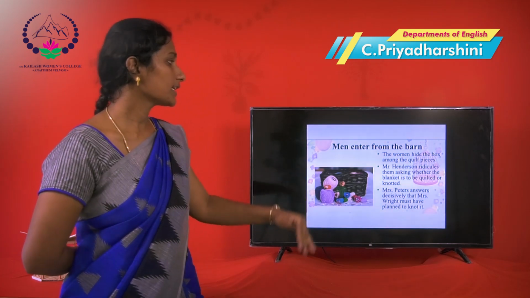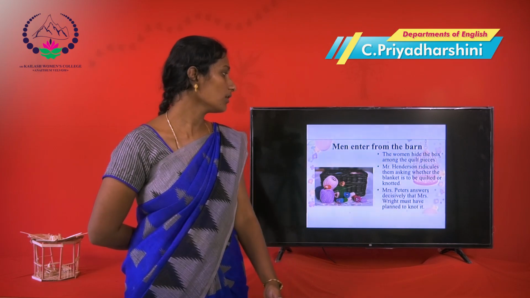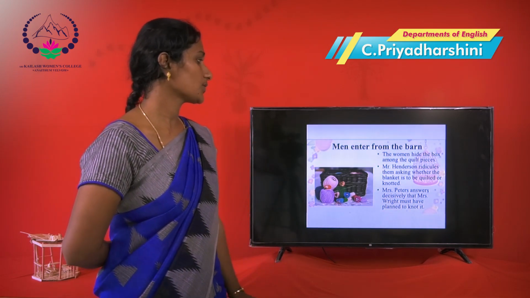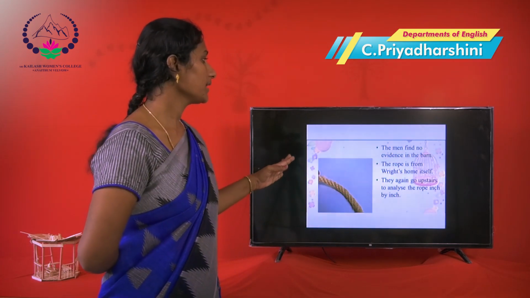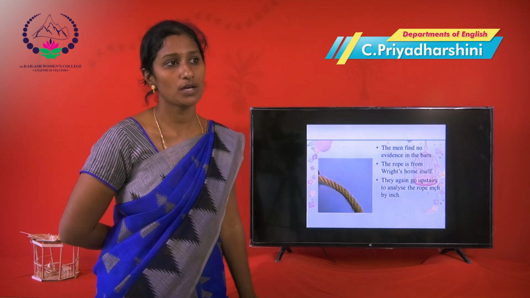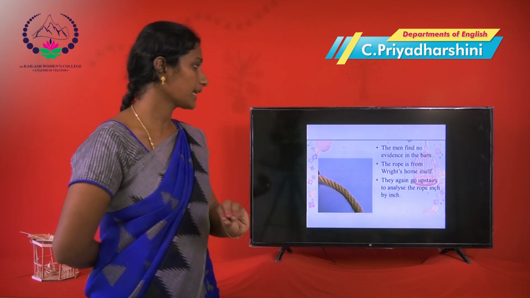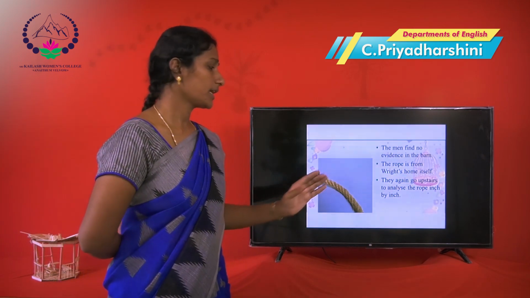Mr. Henderson ridicules them, asking whether the blanket is to be quilted or knotted. Mrs. Peters answers dismissively that Mrs. Wright must have planned to knot it. Next, the men find no evidence in the barn, so the rope is from Wright's home itself. The men go upstairs to analyze the rope inch by inch.